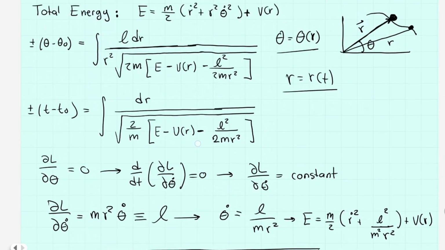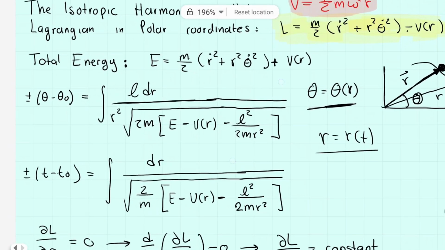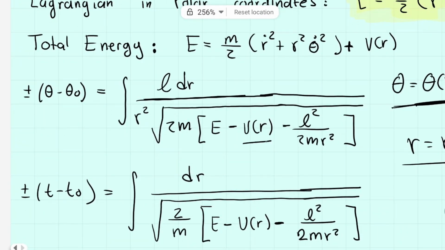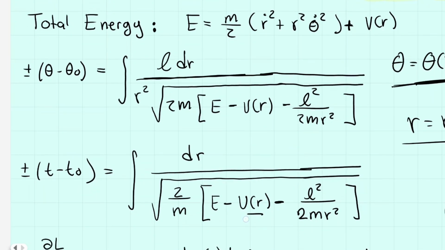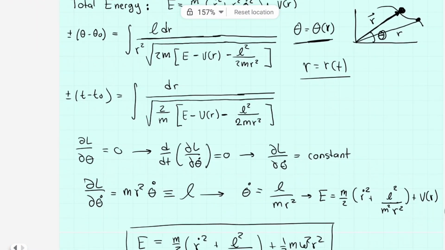So now what we want to do is what I mentioned at the beginning of the video. We are going to find a relation theta of r, to be able to express the angle in terms of the magnitude of the vector r. To do that, we see that in this expression we need to add the potential energy of the particle that we are dealing with. In this case we need to put the isotropic harmonic oscillator potential energy here and here, and then solve the integral to see what we are going to get.